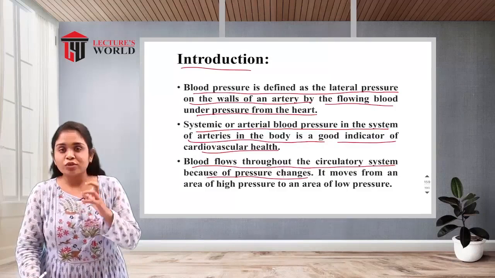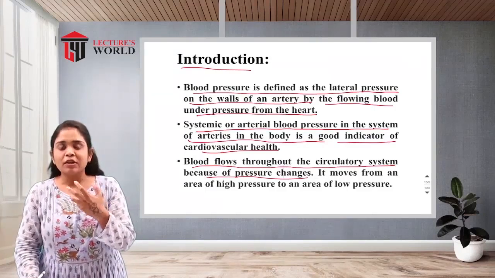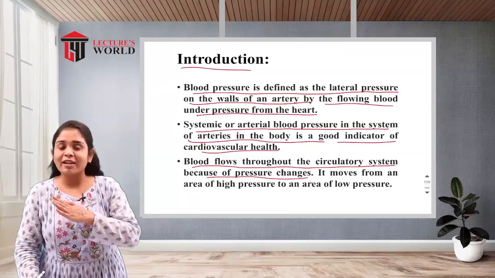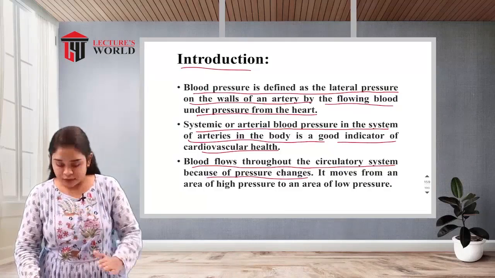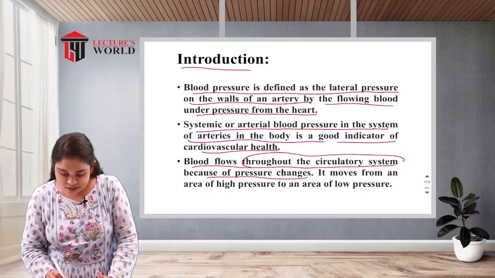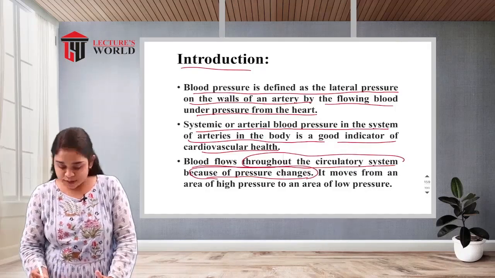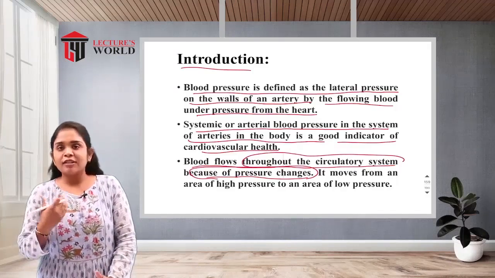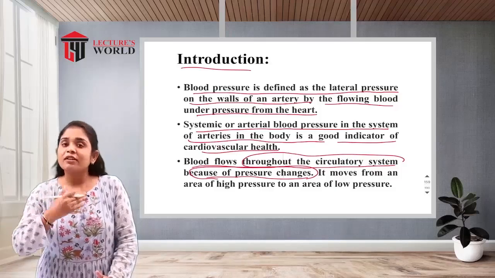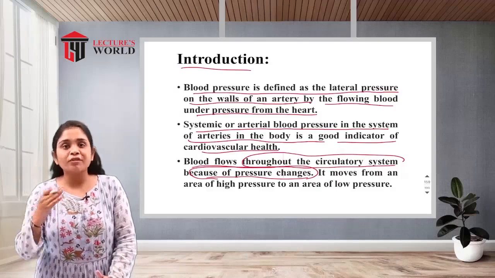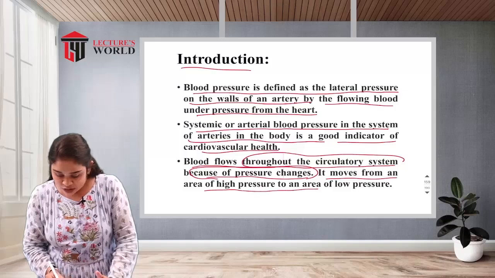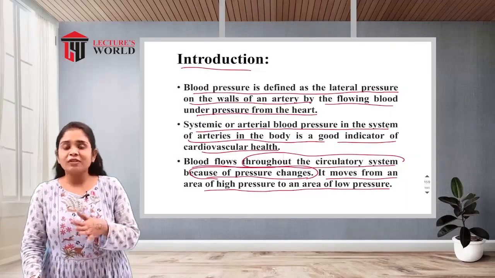Blood flows throughout the circulatory system because of pressure changes. When the blood is pumped by the heart, the flow won't be the same all the time; it will be fluctuating. Near the heart the blood flow will be greater, but in the peripheral areas the blood flow will be less. So it moves from the area of high pressure to the area of low pressure. That is how it circulates.